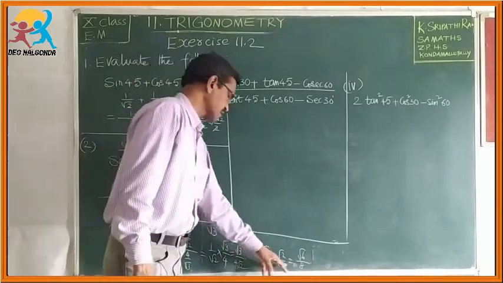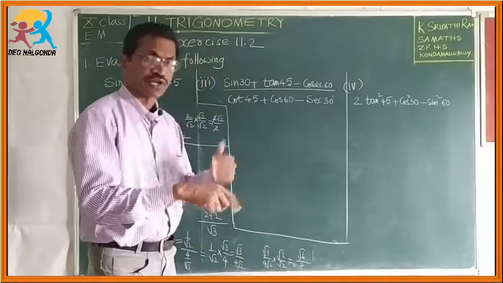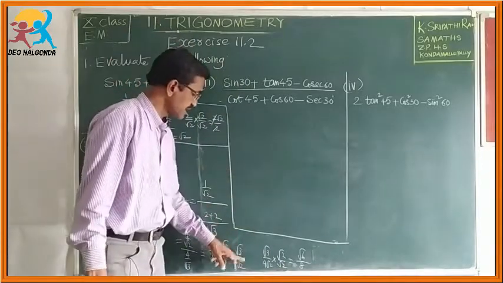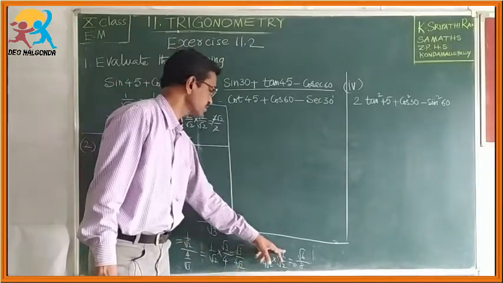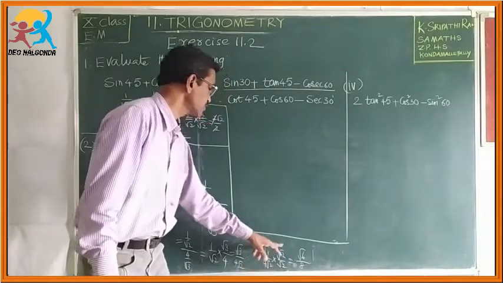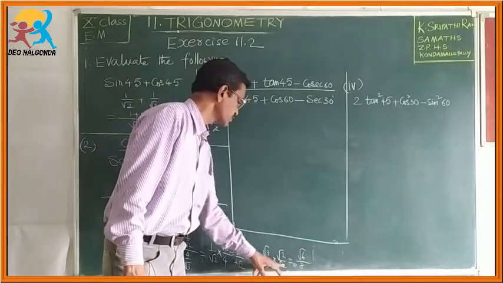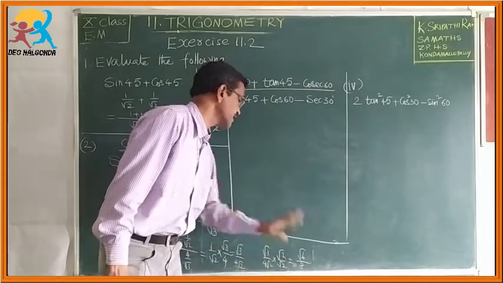Otherwise, you can rationalize the denominator. Rationalize the denominator, multiply numerator and denominator with root 2. Root 3 into root 2 is root 6, 4 root 2 into root 2, root 2 into root 2 is 2, 2 into 4 is 8.